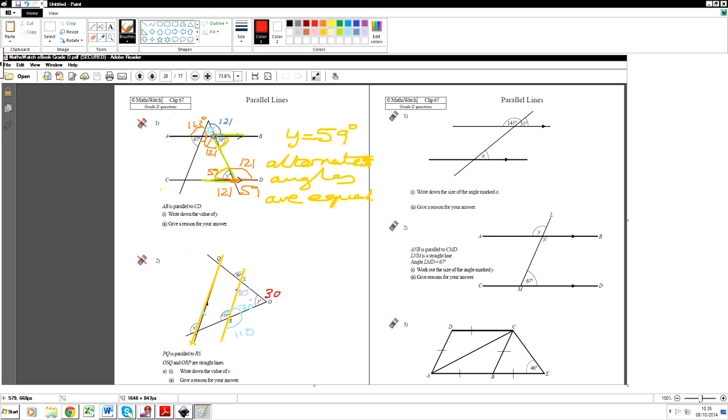So you still haven't answered my question yet. My question is, this angle here is 110. Which other angle is 110? Why is that 110? What shape does it make? It makes a Y. I'll draw the shape for you. Let's see if you can spot the shape.